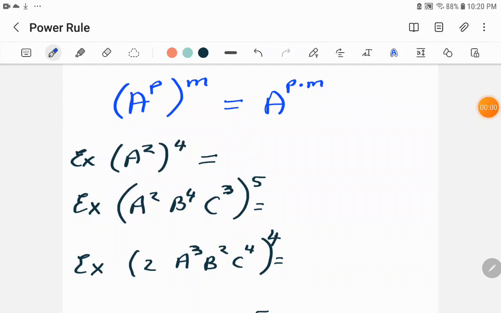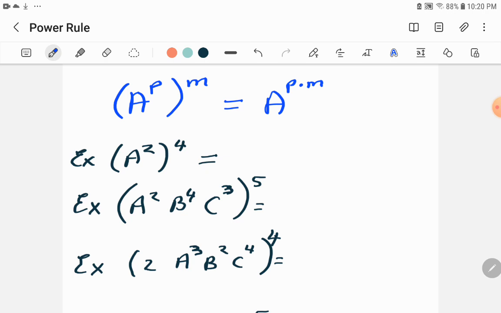In this video, we're going to be looking at the power rule. The rule is: if you have a power raised to another power, we're just going to multiply the exponents together. Looking at the rule, a to the p is raised to the power m, so we multiply those two powers together, p times m.